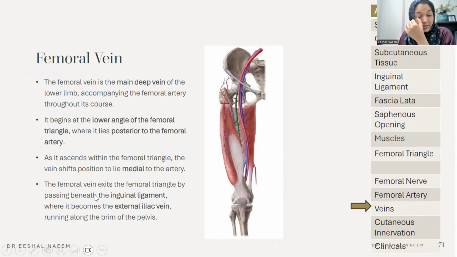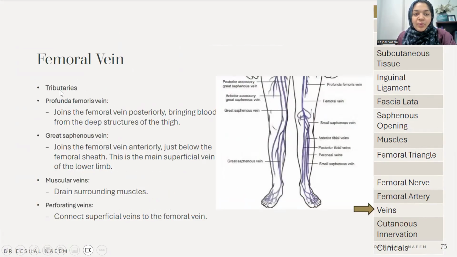The femoral vein exits the femoral triangle by passing beneath the inguinal ligament, where it becomes continuous with the external iliac vein running along the brim of the pelvis. The femoral vein has some very important tributaries. These are the profunda femoris vein, the great saphenous vein, the muscular veins, and the perforating veins.